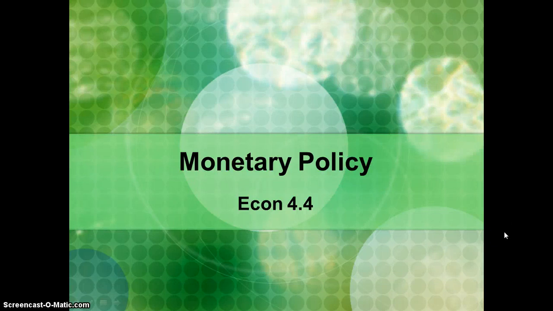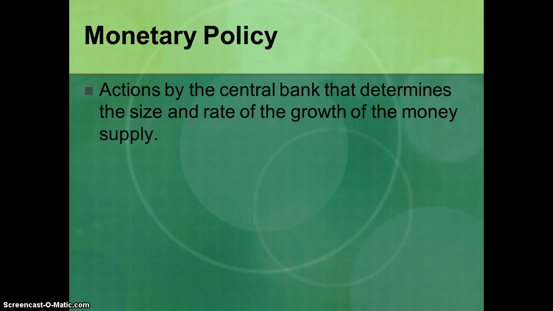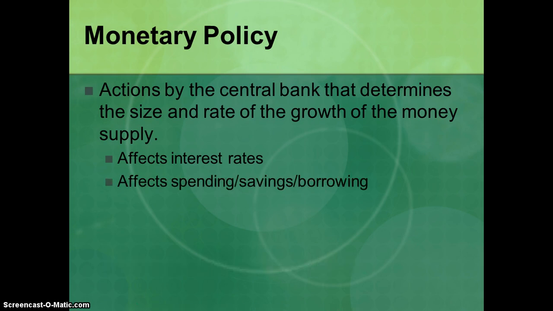Econ 4.4, Monetary Policy. Monetary policy is simply the actions by the central bank that determine the size and rate of the growth of the money supply. How do they do that? They do that by affecting interest rates, that is the price to borrow money, affecting spending, savings, and borrowing decisions of consumers, investors, and government, which in turn affects the entire economy, so all components of GDP.